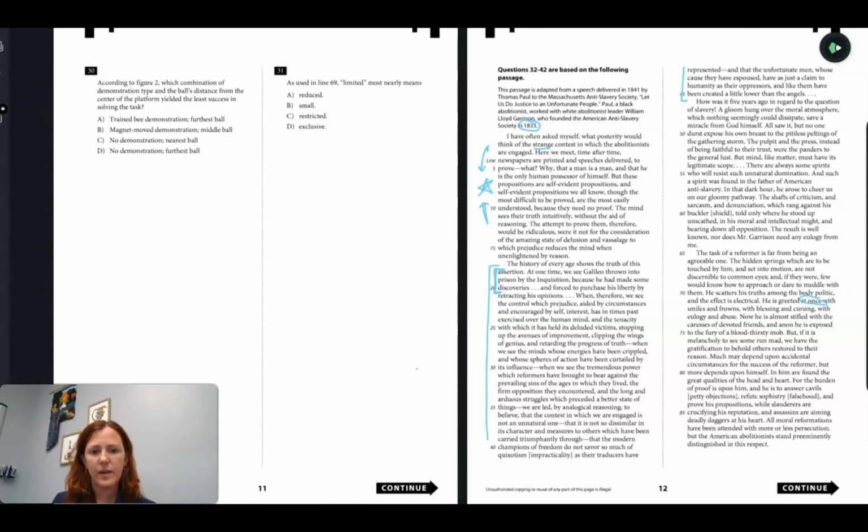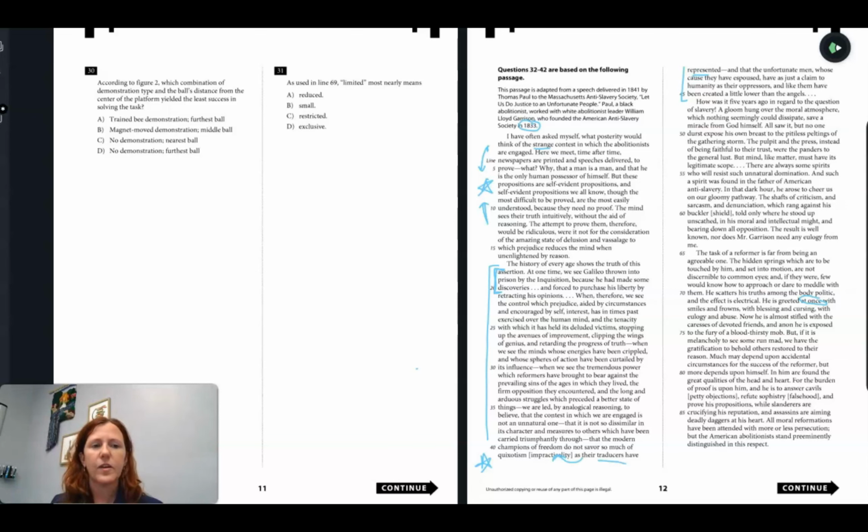We are led by reasoning to believe that the contest in which we are engaged currently, the abolitionist movement, is not an unnatural one, that it is not so dissimilar in its character and measures to others which have been carried triumphantly through, and that the modern champions of freedom, the abolitionists, do not savor so much in practicality as their traducers have represented. So their traducers are representing that they have more of this in practicality than they really do. And that the unfortunate men whose cause they have espoused have as just a claim to humanity as their oppressors, and like them have been created a little lower than angels.